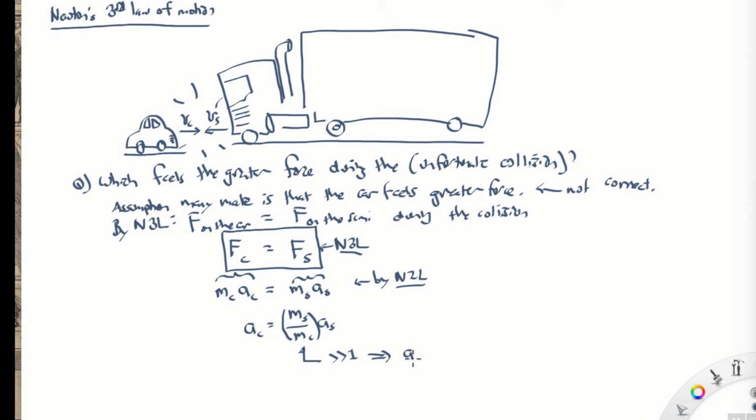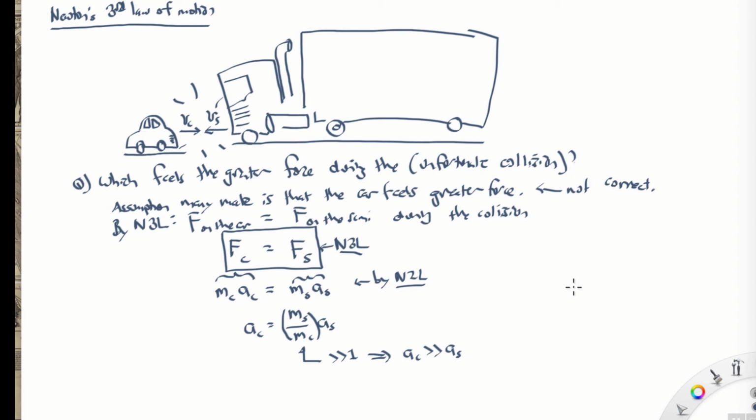In other words, the acceleration of the car is much, much bigger than the acceleration of the semi. And this is the resolution of this seeming paradox. When you have a car being struck by a semi, it is certainly true that the car, which is initially going forward, suddenly experiences an enormous acceleration. Perhaps it slows down, perhaps it stops, perhaps it's even thrown back in the other direction.